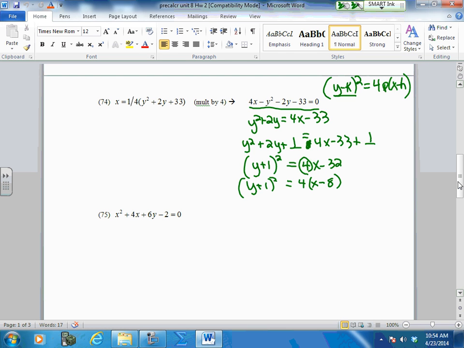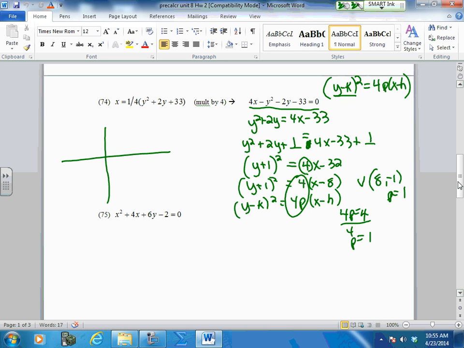Now, this is where you need to know this format, because you need to know where your p is. So what's my vertex of this guy? 8, negative 1. Okay, what's my p equal to? 1. Does everybody see 4p is equal to 4? Therefore, p is equal to 1. Which way is my parabola opening? To the right. It's a y squared and p is positive.